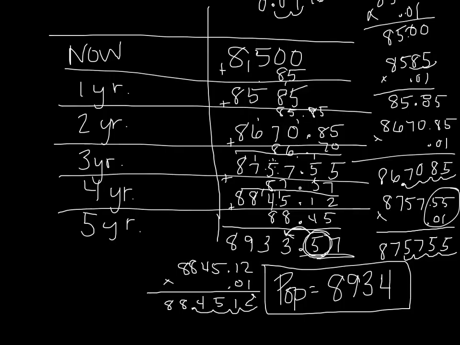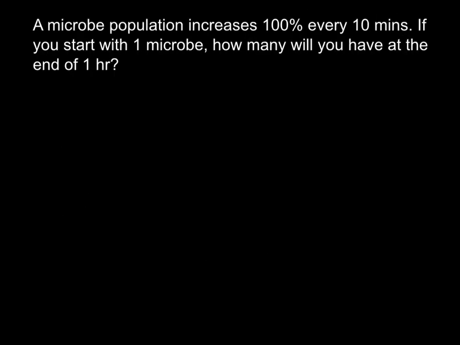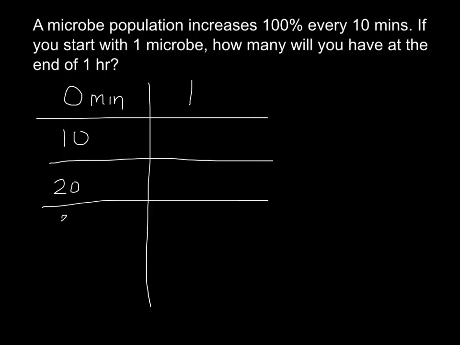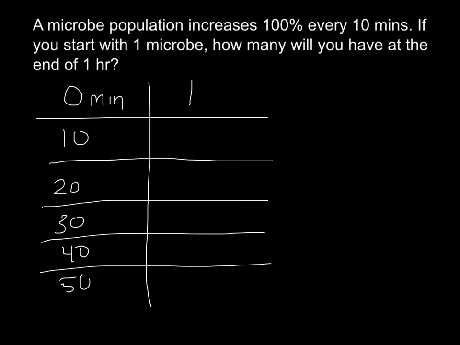So let's try another. A microbe population increases 100% every 10 minutes. Okay, so we have our microbe. I'm going to just start up here. 1 microbe starting off at 0 minutes. After 10 minutes, how many are there? After 20 minutes, how many are there? 30, 40, 50, and 60. Okay, so that's how many we have to do.